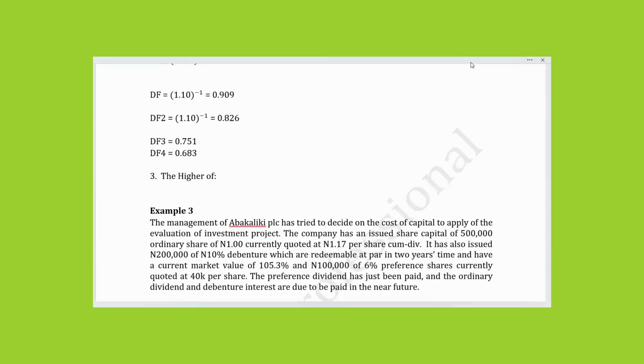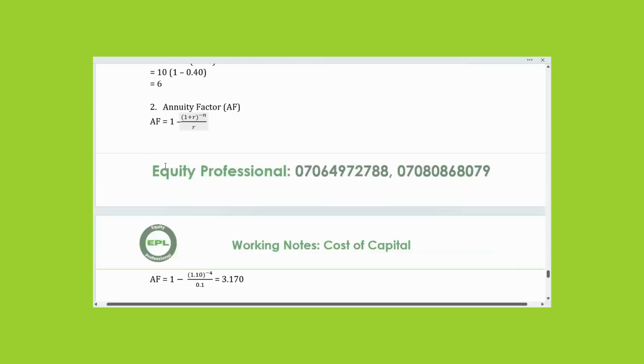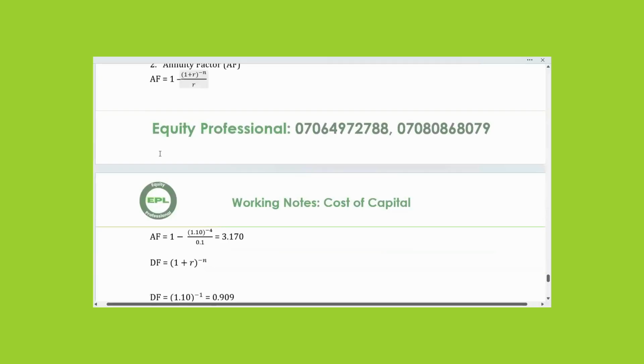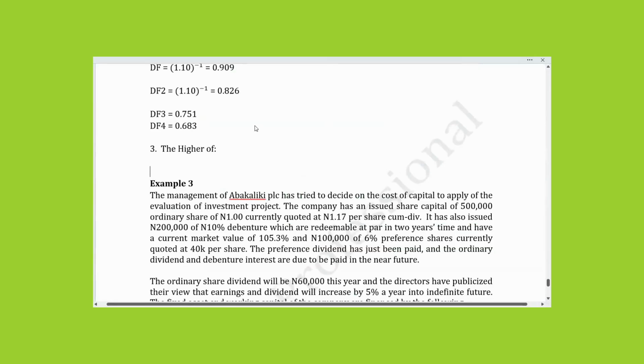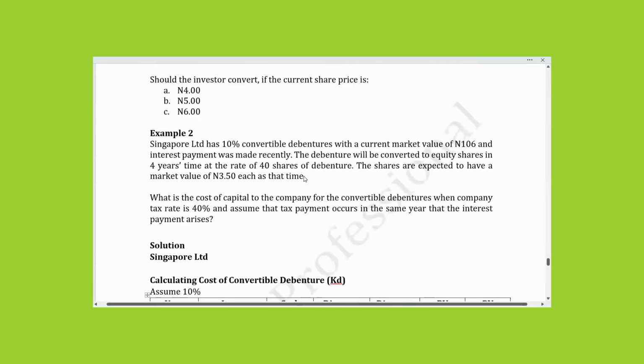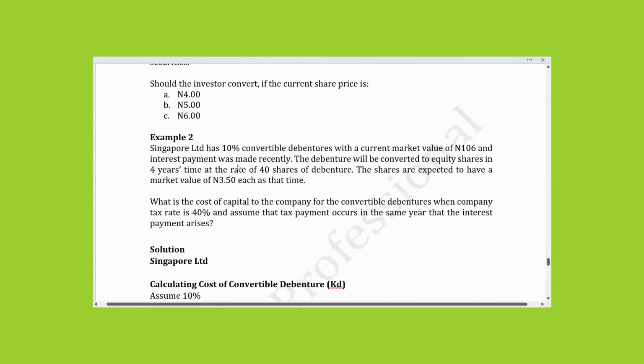We have not done conversion value. That's what I want to do now. So when you are calculating cost of convertible, you have to compare conversion value with the redemption value. So we go back to the question to check if the investor wants to redeem this debenture, at what price. According to the question, we are not told how the debenture will be redeemed, whether at par, at a premium, or at a discount. We are not told any of those. Therefore, you are going to assume it will be redeemed at par.